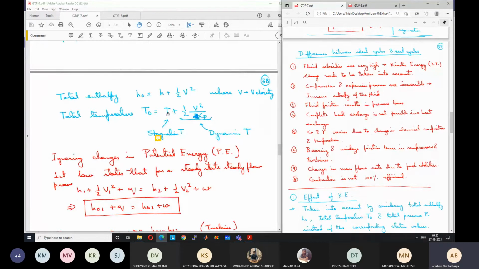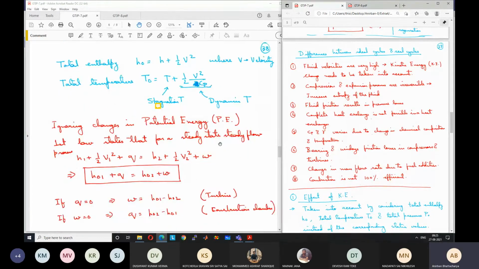So if you use these parameters, and if I try to write the first law of thermodynamics, ignoring changes in potential energy, changes in potential energy are still very less because there are not significant differences in the change in the height of the fluid. So ignoring potential energy, we can write the first law for a steady state steady flow process. All the processes here are steady state steady flow process in a turbine.